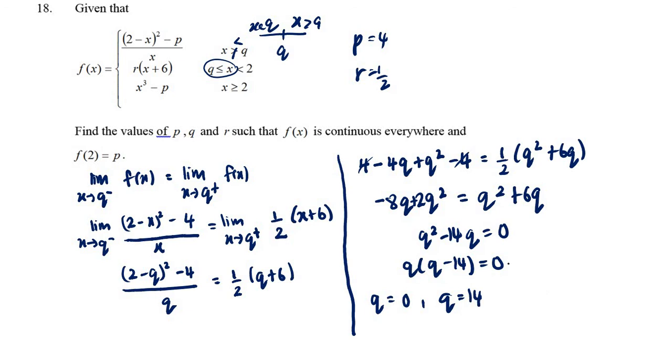Okay, so to check which one is our value of q, it depends on this inequality. Q must be less than 2, because x is in between 2 and q. So since q must be less than 2, therefore we are going to take q equals to 0. Okay, so that is our final answer.